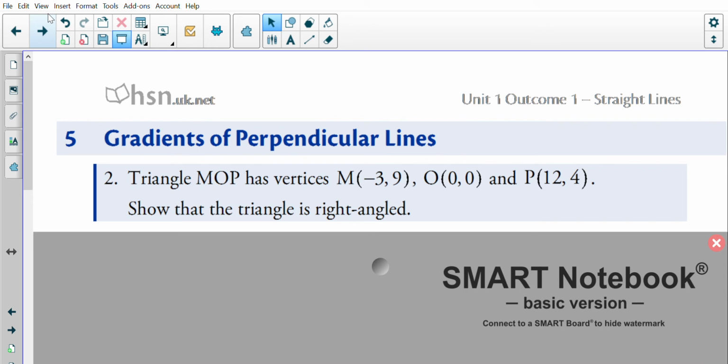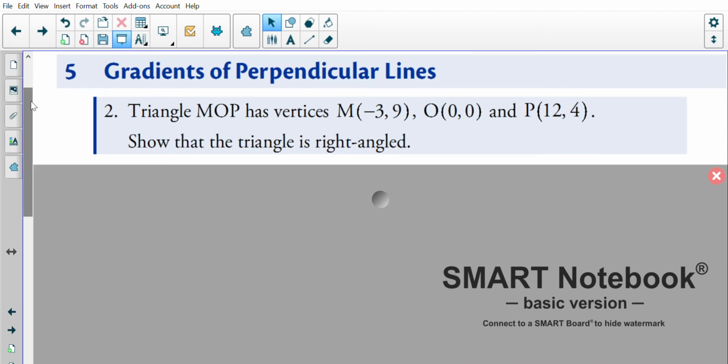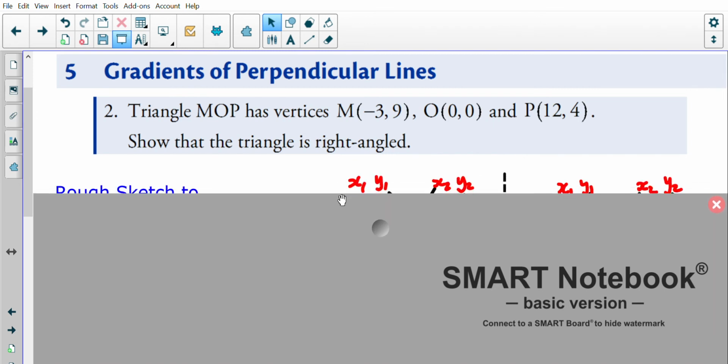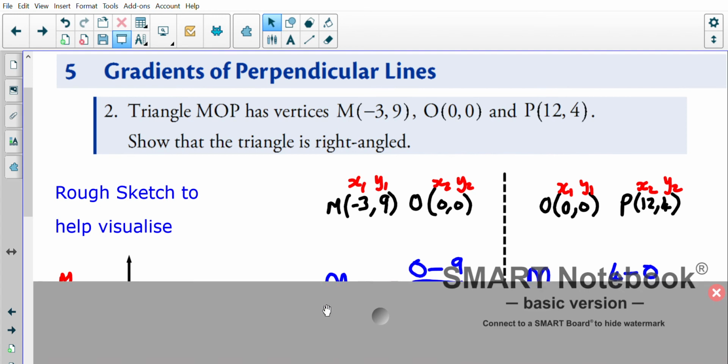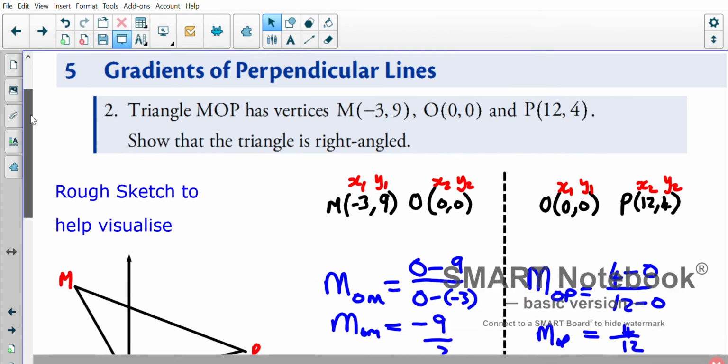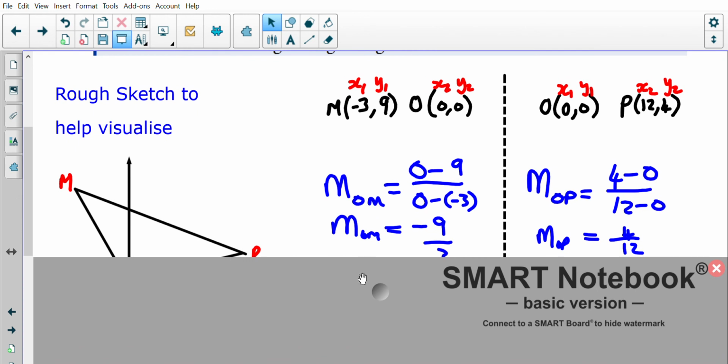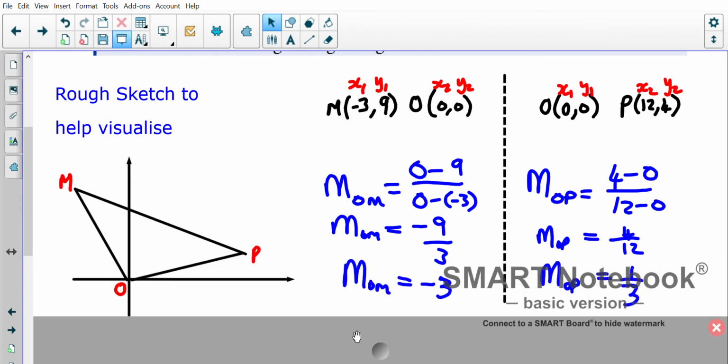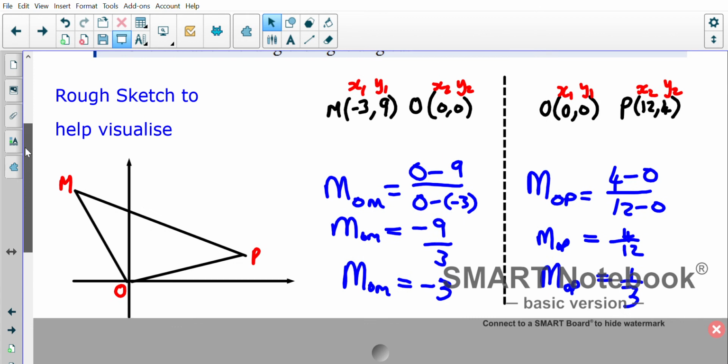Another example then: if you think of a triangle, we've got three vertices, three corners, M, O and P. The coordinates of each are there, to show that the triangle is right angled. You'd probably want to try and draw a diagram first. Make a wee rough sketch. It doesn't have to be perfect, but you know the rough position. M is (-3, 9). You know that O, the origin, is (0, 0). P you're given as being (12, 4).